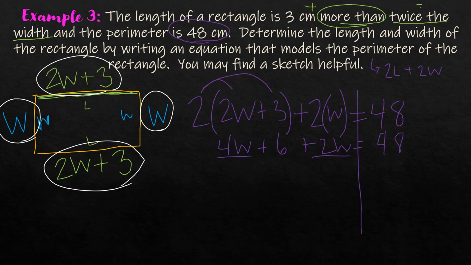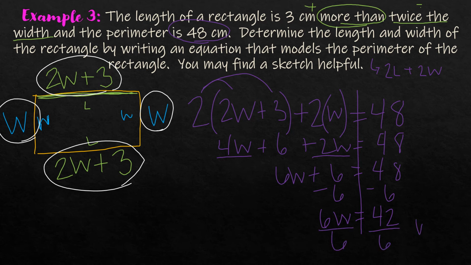Combine like terms. So 6W plus 6 equals 48. Subtract 6. 6W equals 42. And then divide both sides by 6. So my width equals 7. And this is in centimeters, so 7 centimeters.